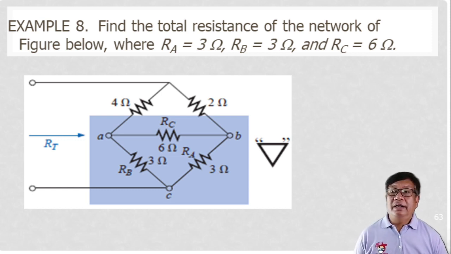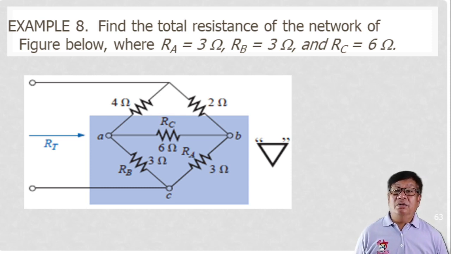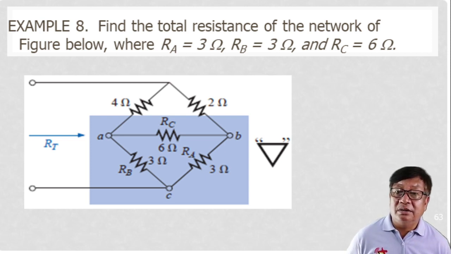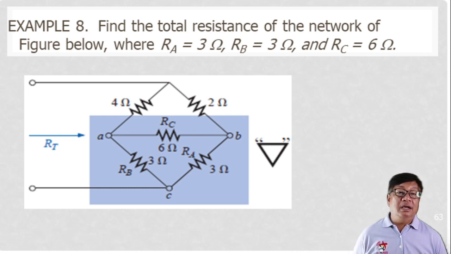Example number 8. Find the total resistance of the network of the figure below. Your resistance R sub A here, at terminals B and C, we have 3 ohms. R sub B, we have 3 ohms. And R sub C, we have 6 ohms. Take note that R sub B and R sub A are the same, but R sub C is different. So, for our solution, let's make this shaded area a delta, similar to this representation here.